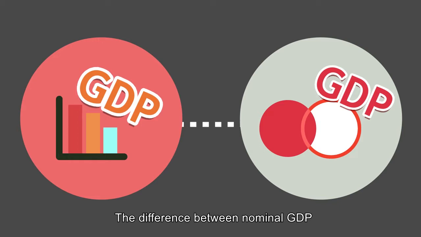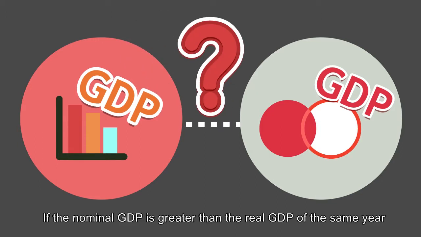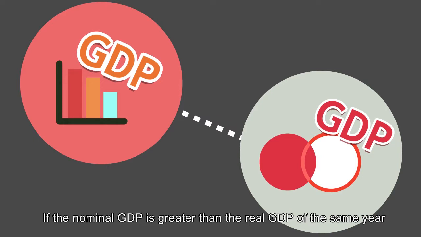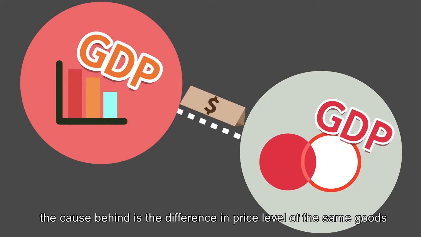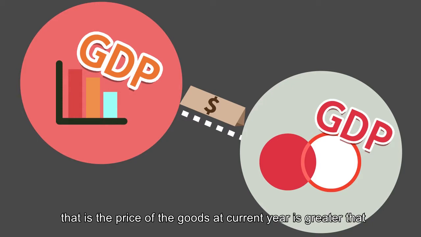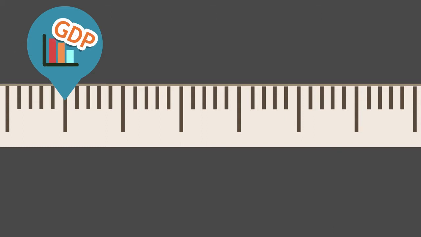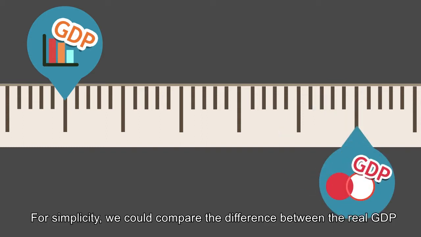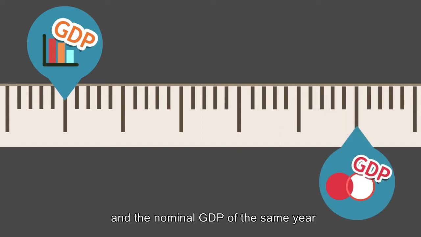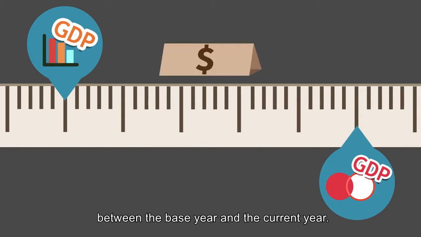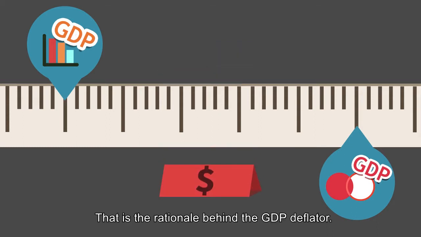The difference between nominal GDP and real GDP lies in the price level. If the nominal GDP is greater than the real GDP of the same year, the cause behind it is the difference in the price level of the same goods. That is, the price of the goods at the current year is greater than the price of the same goods at the base year. For simplicity, we could compare the difference between the real GDP and the nominal GDP of the same year to measure the change in price level between the base year and the current year. That is the rationale behind the GDP deflator.